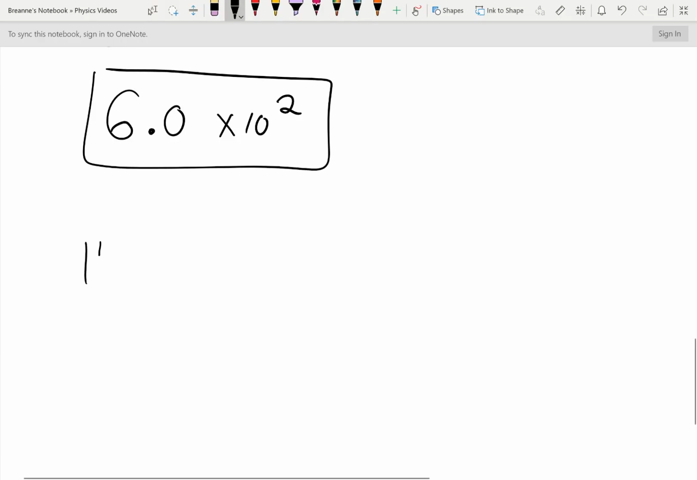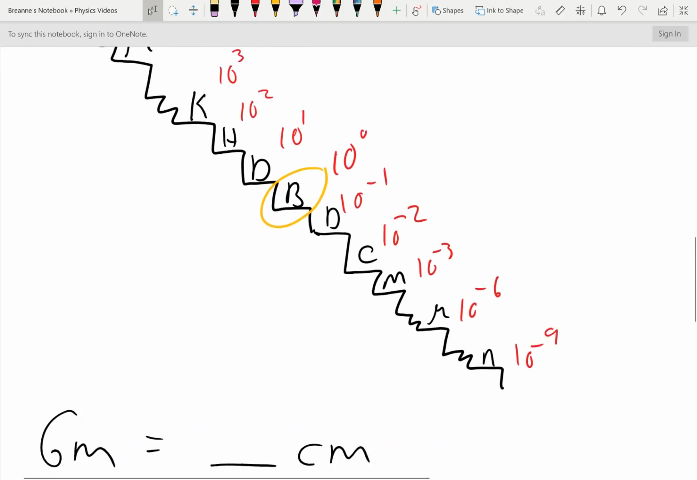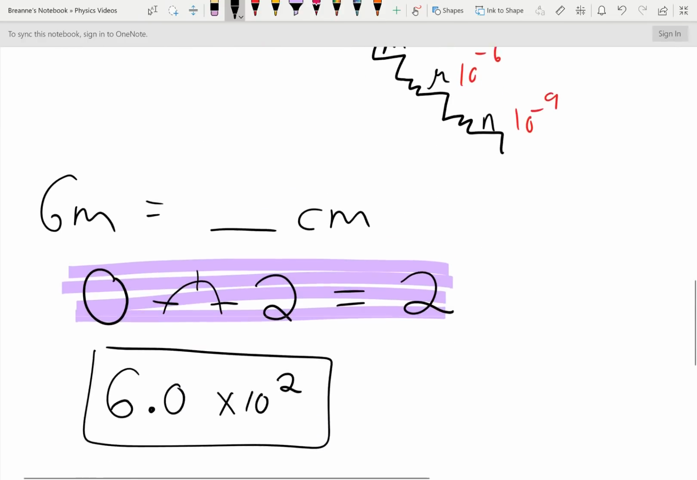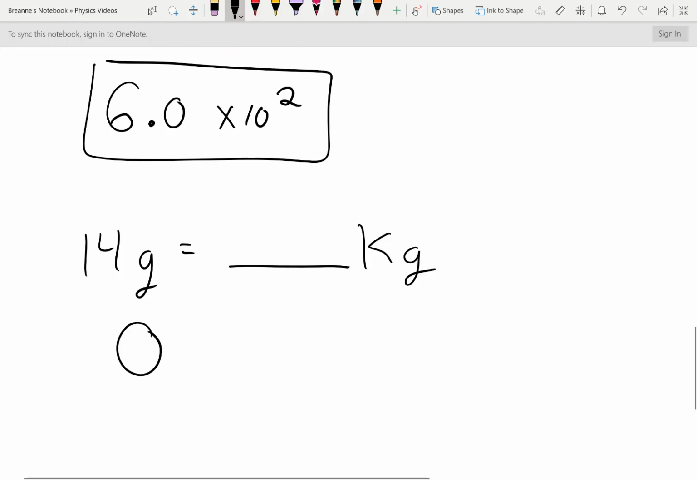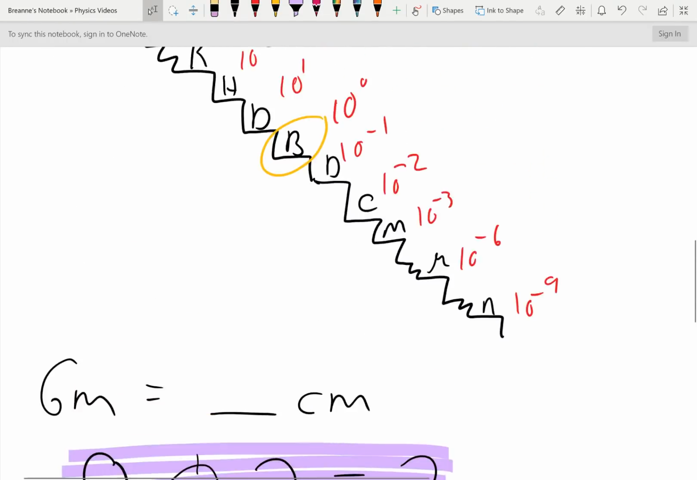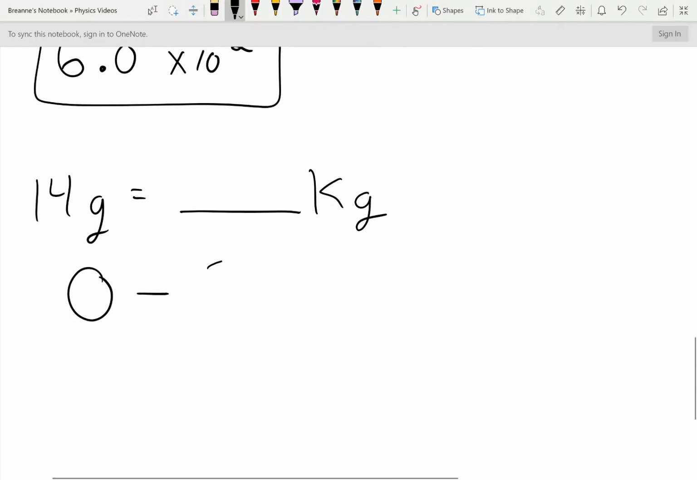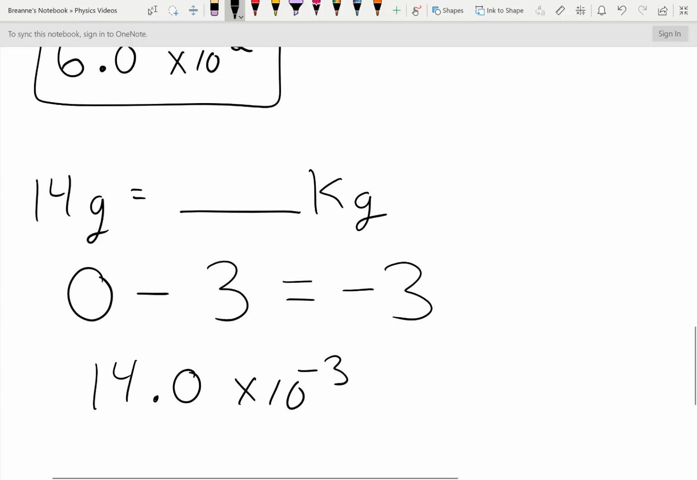For C, we're going from 14 grams. We're trying to figure out how many kilograms that is. So grams is a base, and we're trying to get to kilograms. Grams is 0. Always subtract. Kilograms is 3. So 0 minus 3 gives us what? That gives us a negative 3. Again, these are all exponents, so you do 14.0 times 10 to the negative 3.